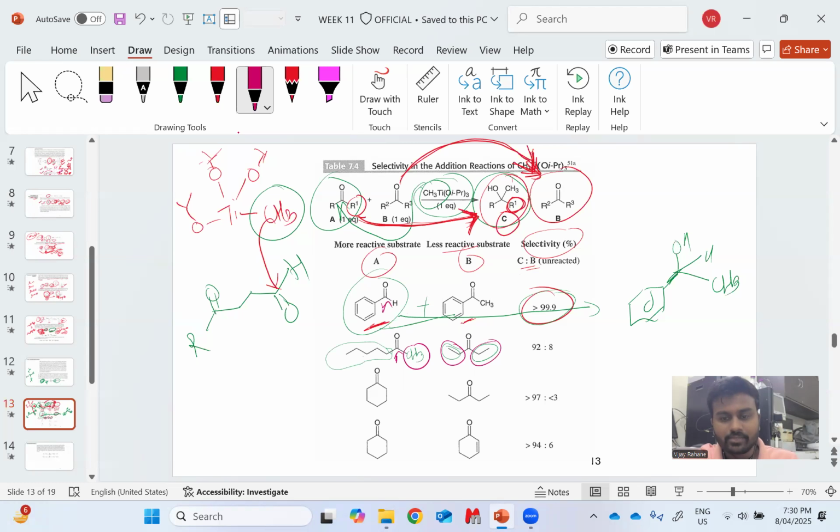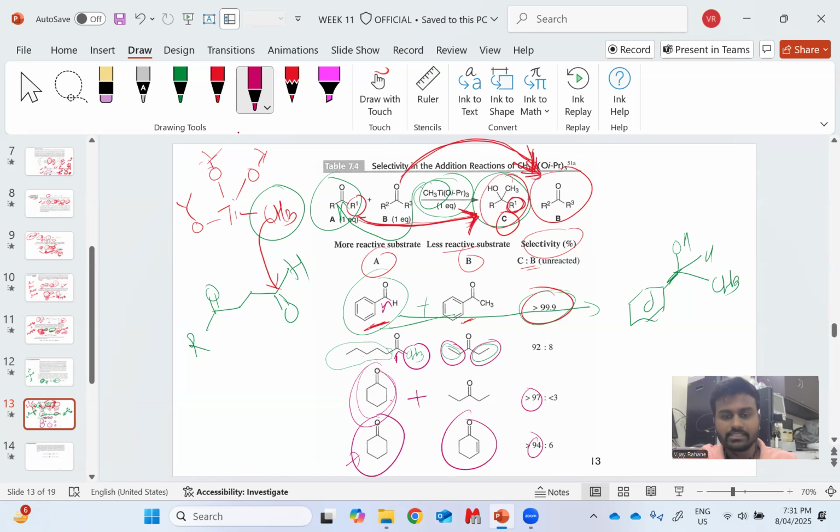In the third case, there is an example of the cycloketone, but still in this case also we get 97% of this cyclohexanone reacting. And another example is the cyclohexanone and the alpha-unsaturated cyclohexanone. In that case also 94% of this cyclohexanone reacts, not the alpha-unsaturated cyclohexanone. So this is how the selectivity comes in case of this organotitanium reagent, and particularly these methyl transfer reactions.